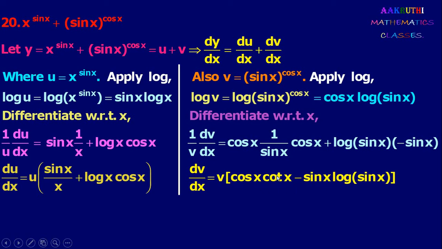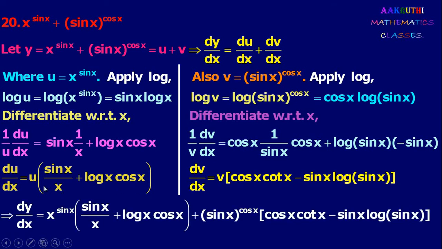Substitute du by dx and dv by dx in dy by dx. We get dy by dx equal to, substituting for u and v, x to the power sin x into sin x by x plus log x into cos x plus sin x to the power cos x into cos x into cot x minus sin x into log of sin x. So therefore dy by dx is x to the power sin x into sin x by x plus log x into cos x plus sin x to the power cos x into cos x cot x minus sin x into log of sin x.